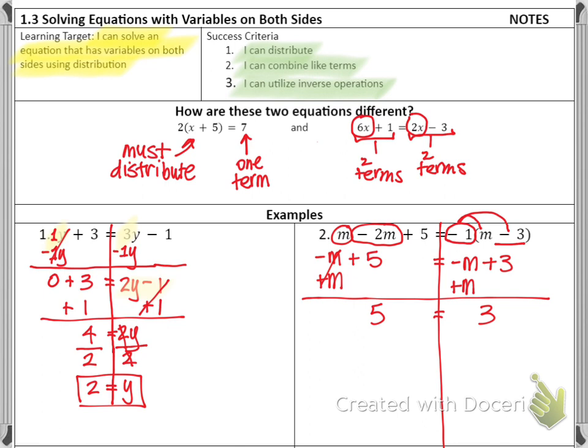Okay, but 5 doesn't equal 3. What does that mean? This means that I have no solutions because 5 doesn't equal 3. So m is not equal to anything. So I can put my answer as no solution. Sometimes that happens.